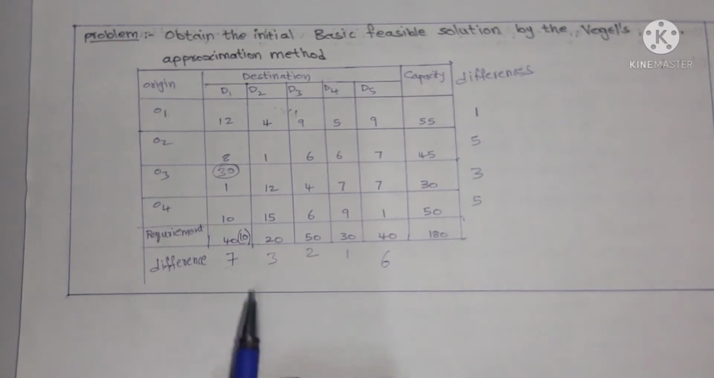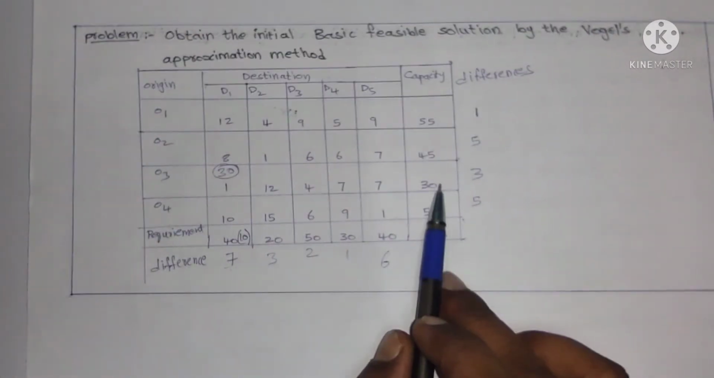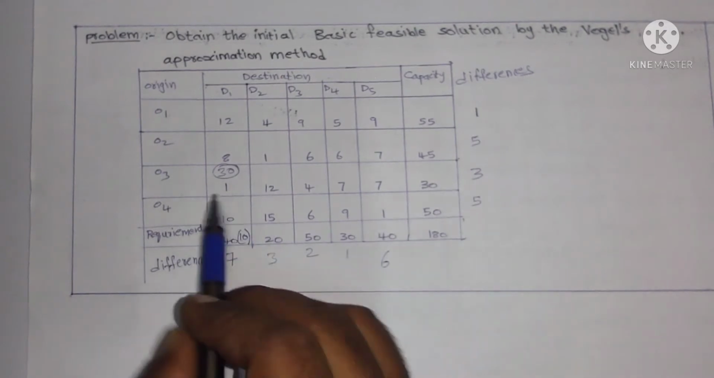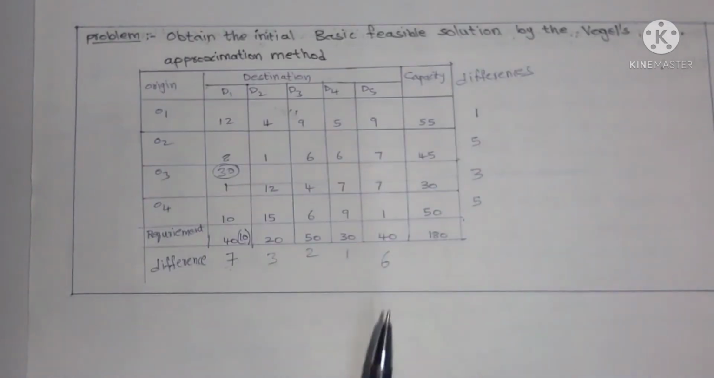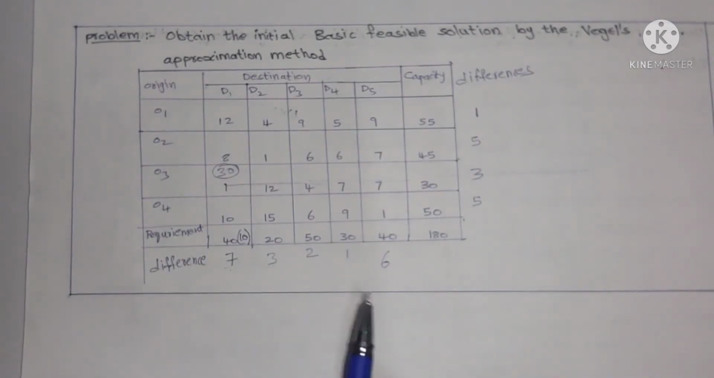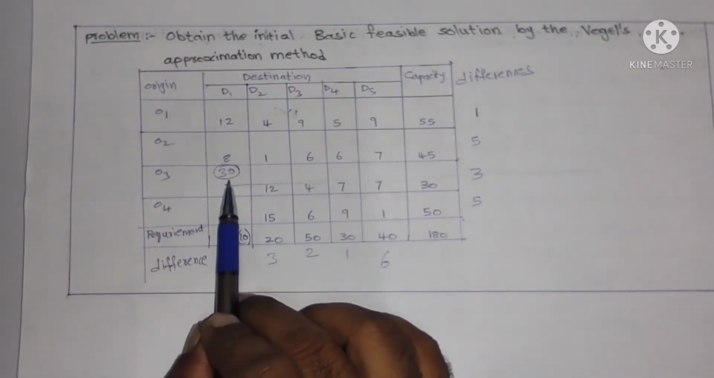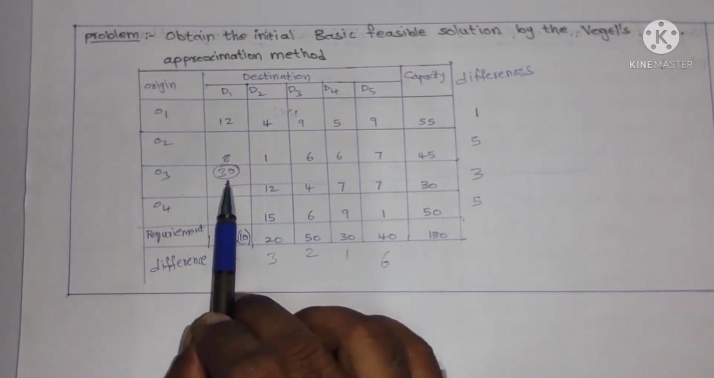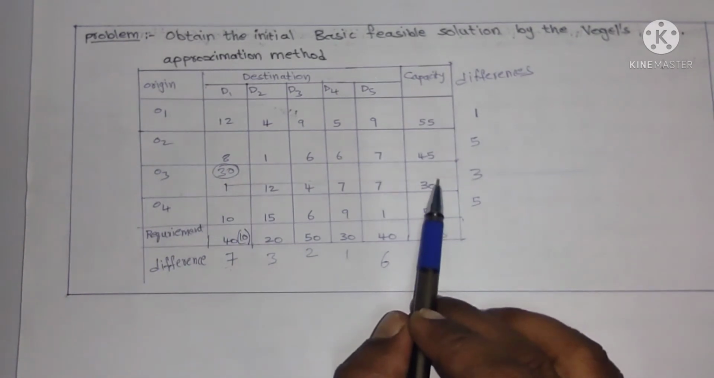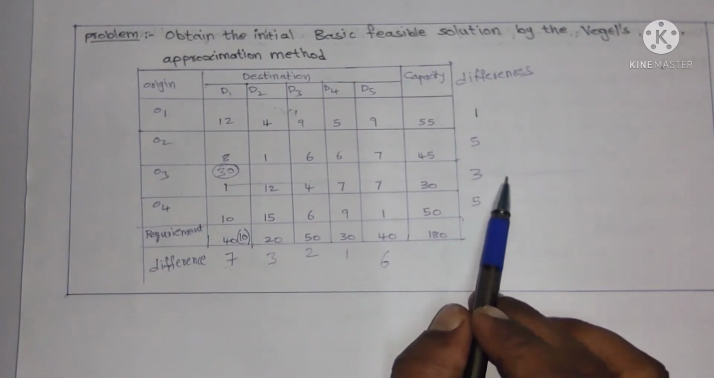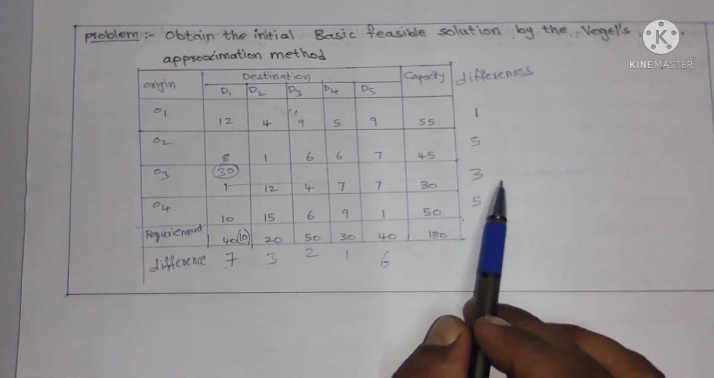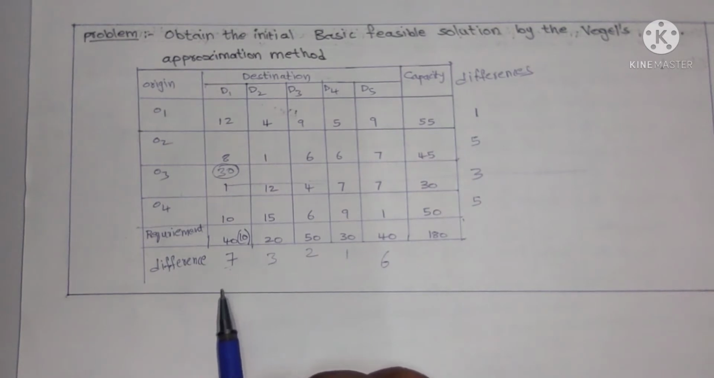Now if you see O3, this is completely satisfied. According to the fourth step, we have to eliminate this row. Why? Because here we have assigned the value 30 and the capacity of that row is also 30. That means it is completely satisfied. We have to eliminate this row. And next, again we have to go for the same procedure from step 1 to step 4.